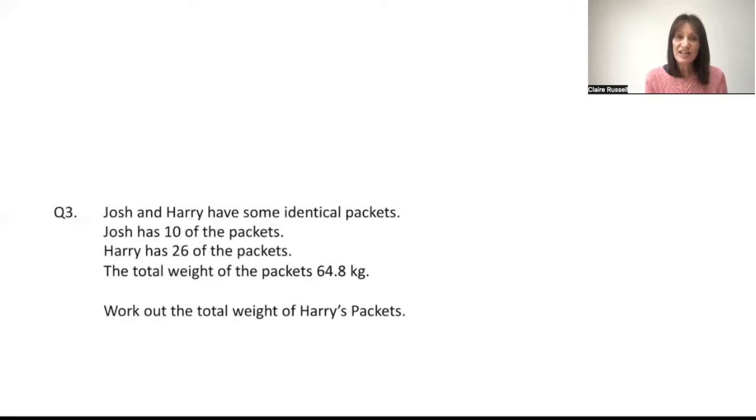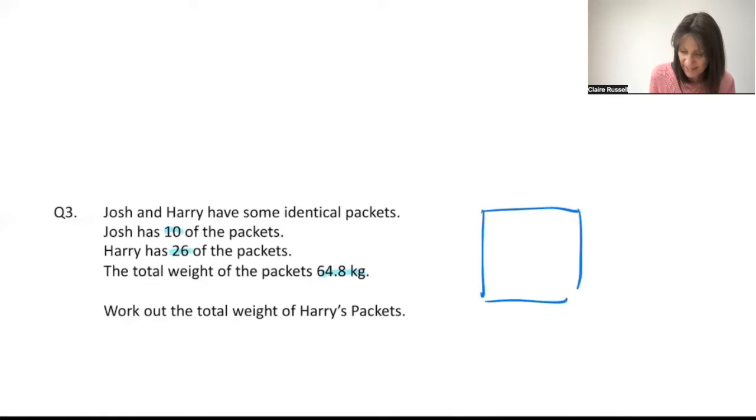Okay, so Josh and Harry have some identical packets. Josh has 10, Harry has 26, and the total weight of the packets is 64.8 kilograms. You have to work out the total weight of just Harry's, okay? So this one, you may have spotted, has 3 pieces of information, and you need to find a fourth. This is very often our boxes and labels.